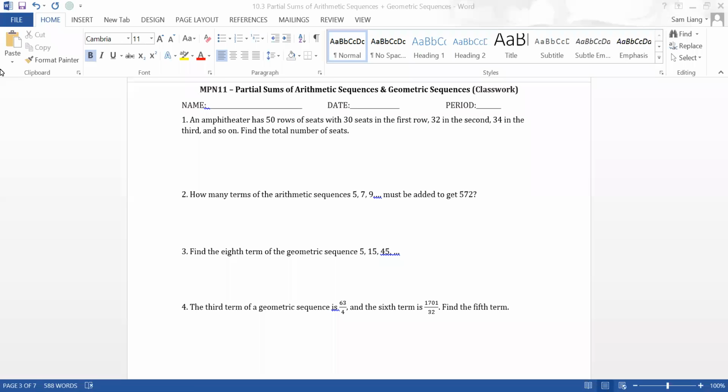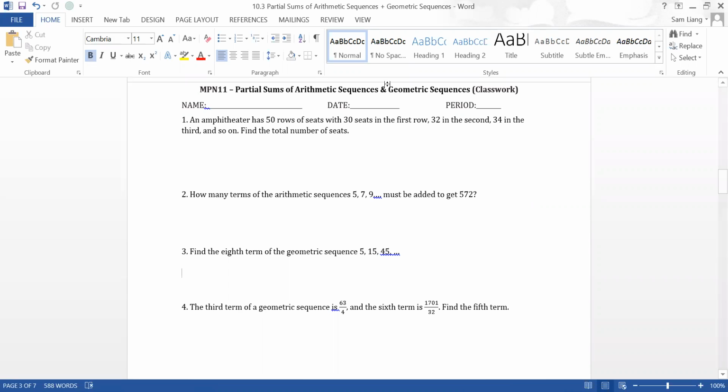So, as I said yesterday, today we're going to go through the classwork, which is also the homework assignment for yesterday's lesson on partial sums of arithmetic sequences and geometric series. Okay, so here are the 4 questions that are on the classwork slash homework.